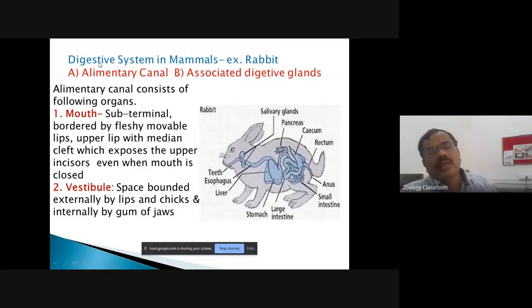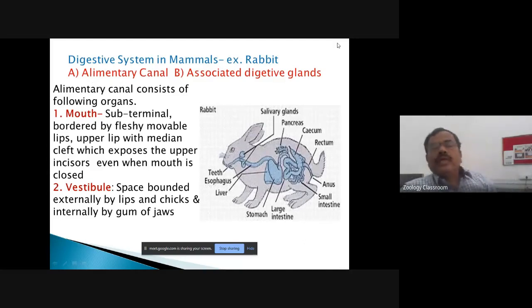So for example, from the mouth, it is further converted into the mouth cavity, then the pharyngeal cavity. So in common we call it the buccal cavity. Then it continues into the esophagus. Further, it shows the dilation into the stomach. Again, it shows the coiled portion, that is the small intestine, then large intestine, and finally it opens into the anus. So that tube is known as the alimentary canal.